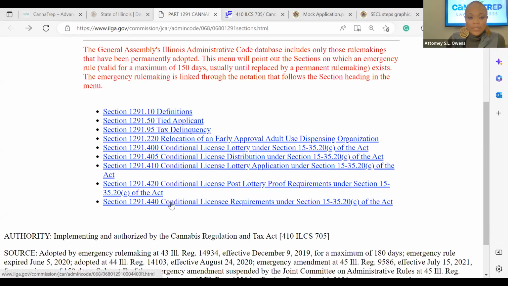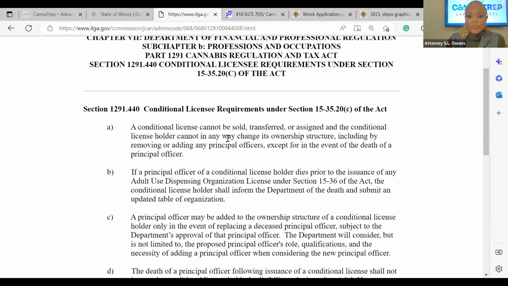So let's see, conditional license requirements. Boom, right at the top. A conditional license. So just to clarify for everybody, when Alexander says, can I legally sell my 51% or be removed from the license, he's talking about, let's say his team wins the lottery. They make it through the document proof process. They're now issued a conditional license, which is the initial license that you get, a legal term. That's the initial license that you get in this period that you have to build out your dispensary, get everything up to go through inspections, go through zoning, a lot of things before you get your final license.